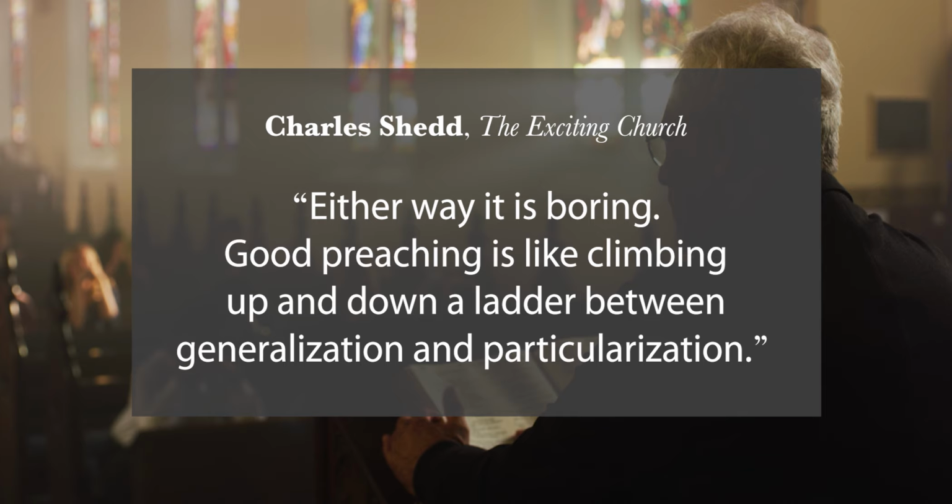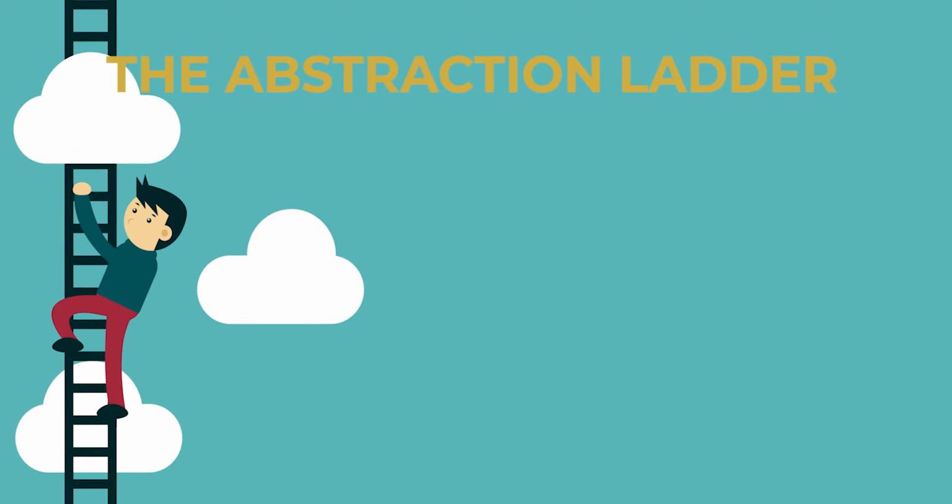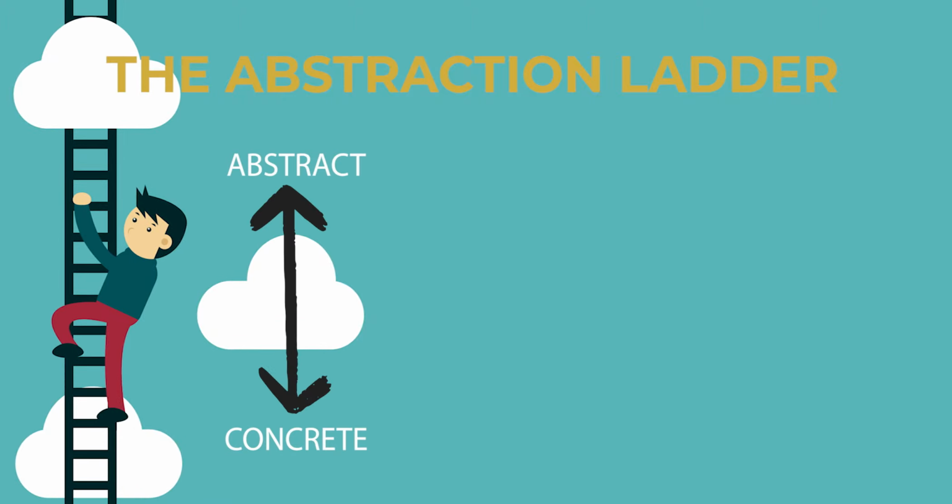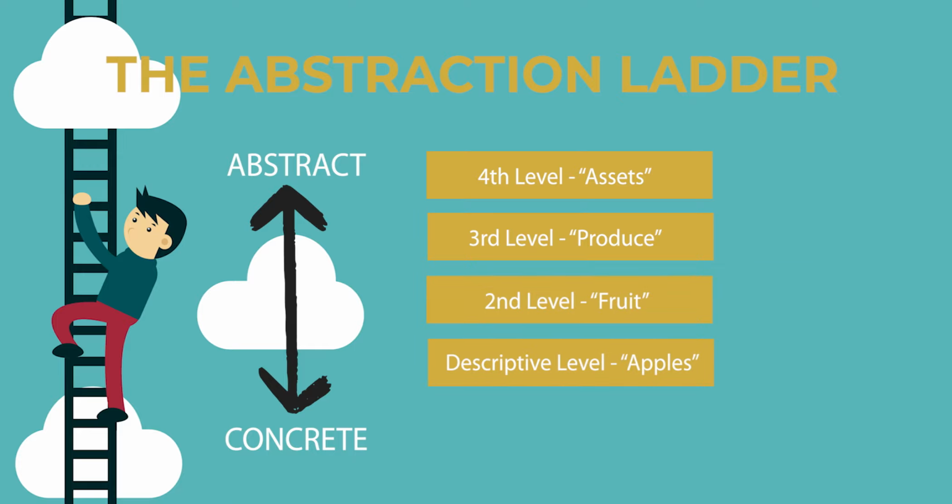Good preaching is like climbing up and down a ladder between generalization and particularization. We call this ladder the abstraction ladder. The higher you climb on the abstraction ladder, the more abstract your words become. Assets, or produce, are much more abstract words than fruit or apples. The most concrete level would be an actual apple. In terms of preaching, life applications are concrete and big principles are abstract.